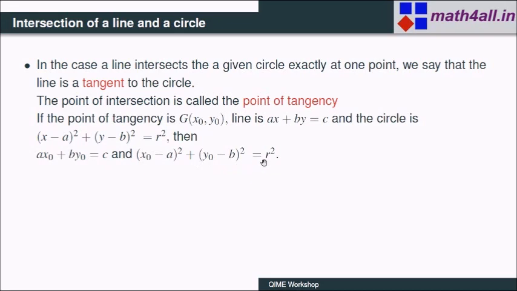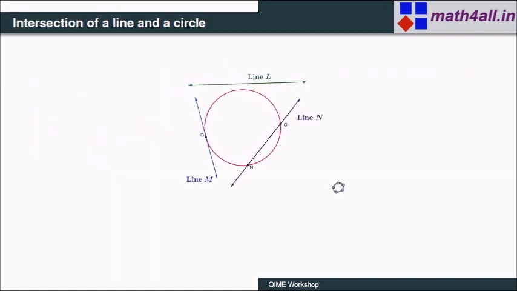So here we'll call G the point of tangency, and the line will be called the tangent, right? When the line intersects the circle at 2 points, then we say it is a secant line. So that line is called a secant line.